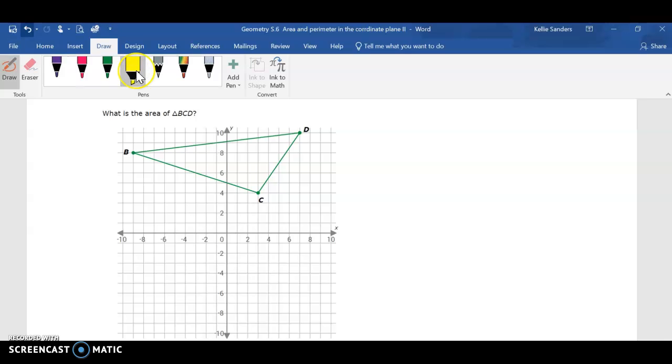Area of a triangle. Now the reason why this is going to be a little bit weird is because these are at points. They're at coordinates, right? So this is at 6, 10. This is at 3, 4.